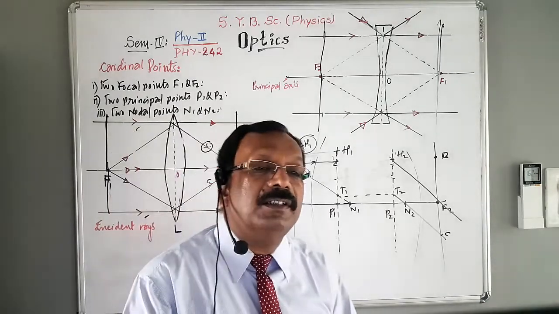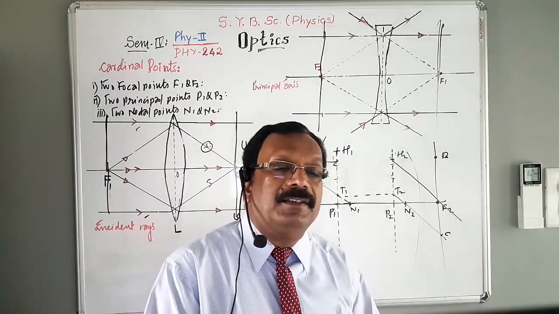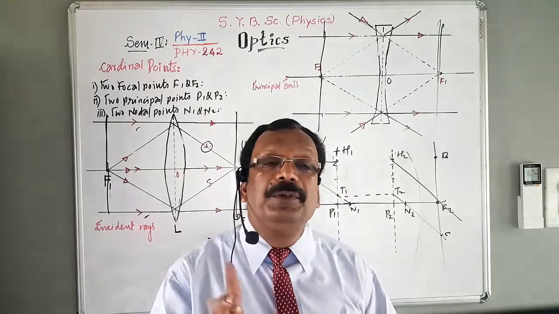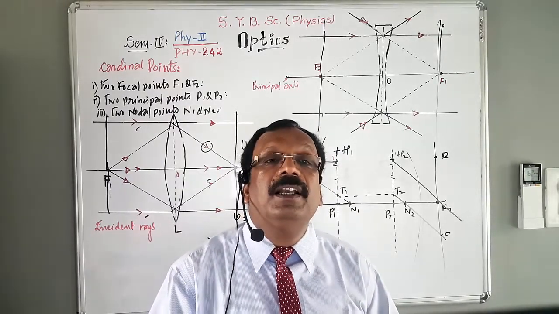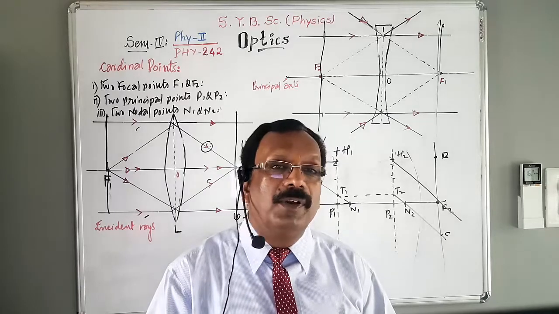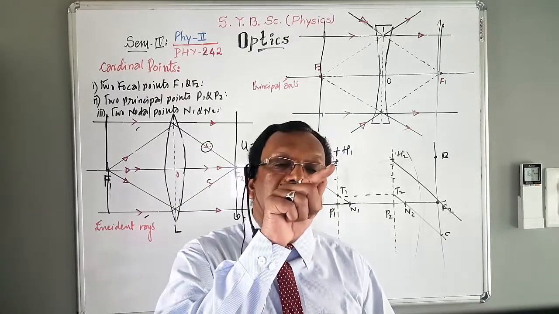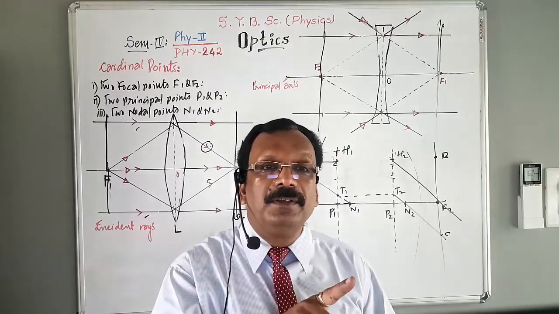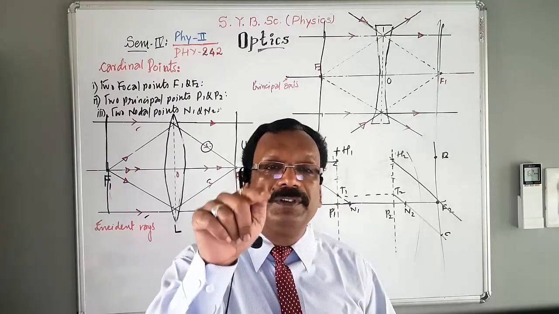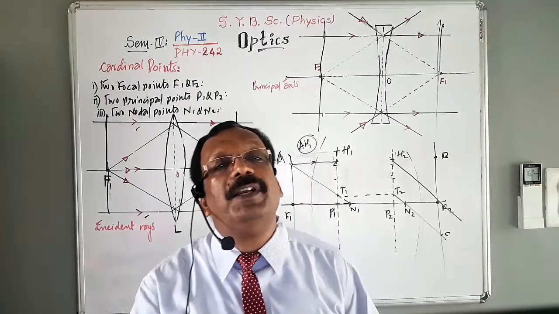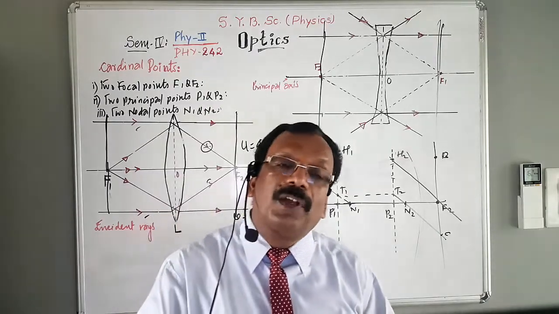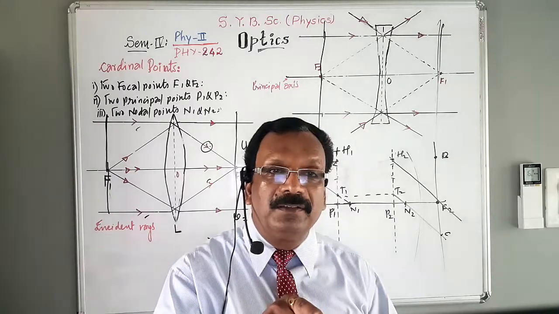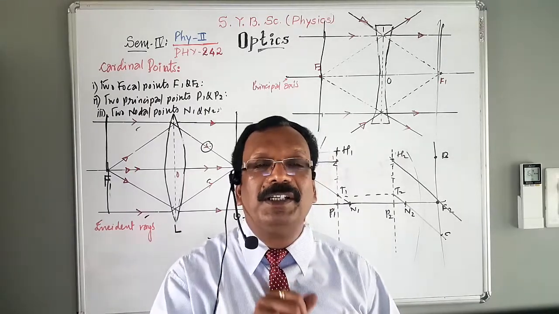There are in all 6 cardinal points and 6 planes. F1 and F2 are the focal points, P1 and P2 are the principal points, and N1 and N2 are the nodal points. The plane passing through the first focal point perpendicular to the principal axis is the first focal plane. Then the plane passing through the second focal point and perpendicular to the principal axis is called the second focal plane.